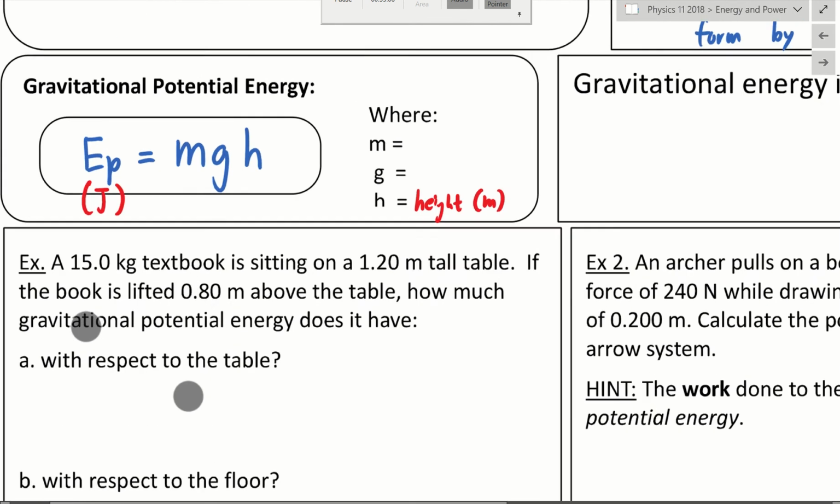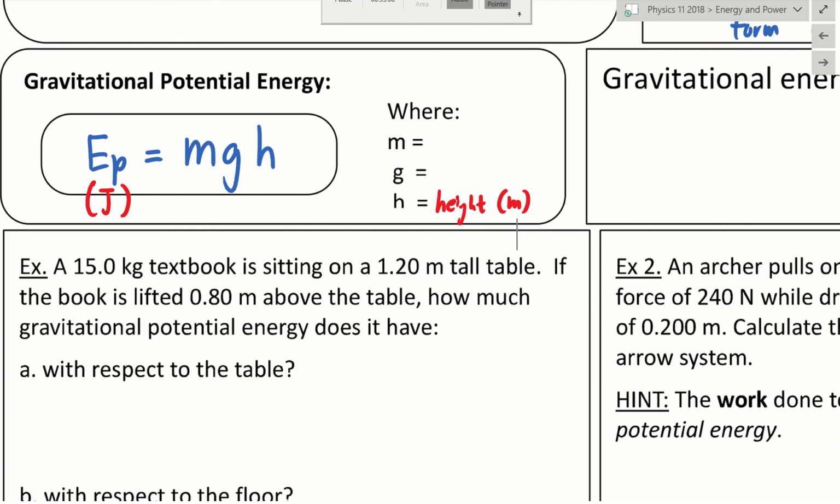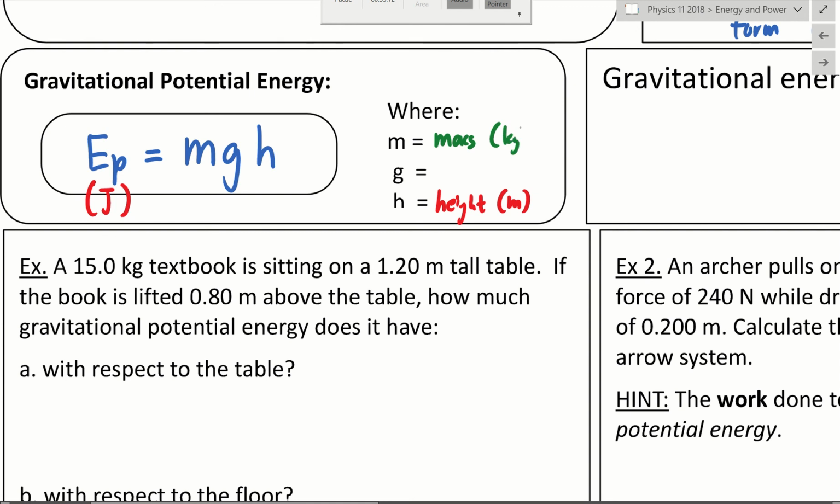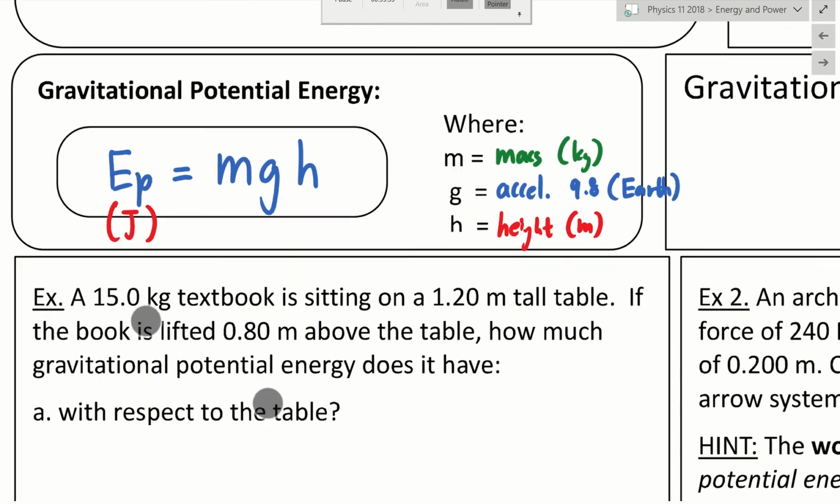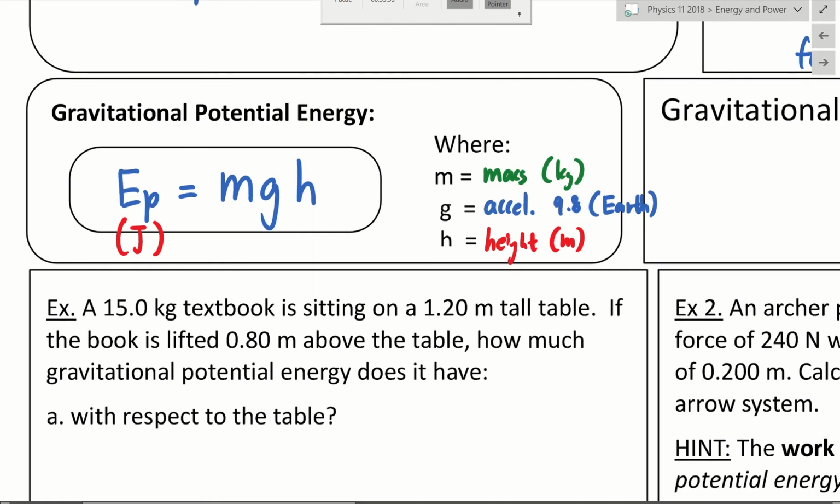So m is mass, measured in kilograms. G is the acceleration, which is 9.8 if you're on Earth. The question could very well put you on some other planet, so it might not be 9.8. Just use 9.8, not negative 9.8, when you calculate potential energy.